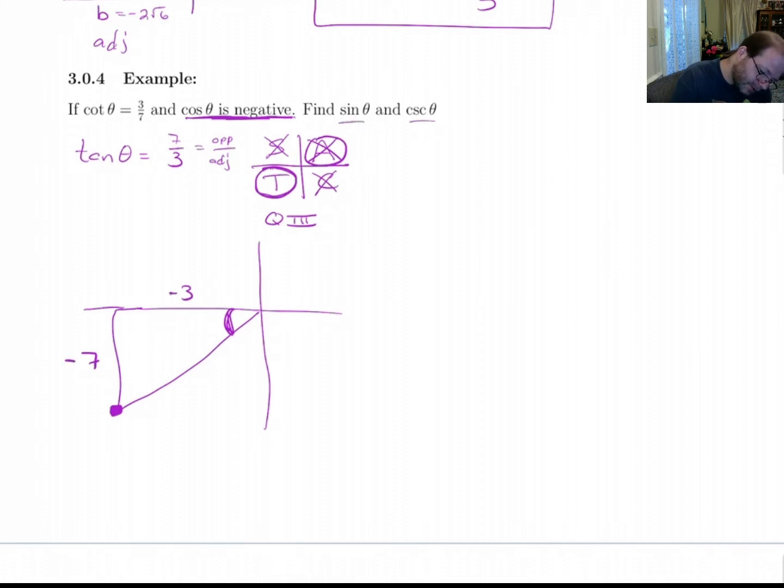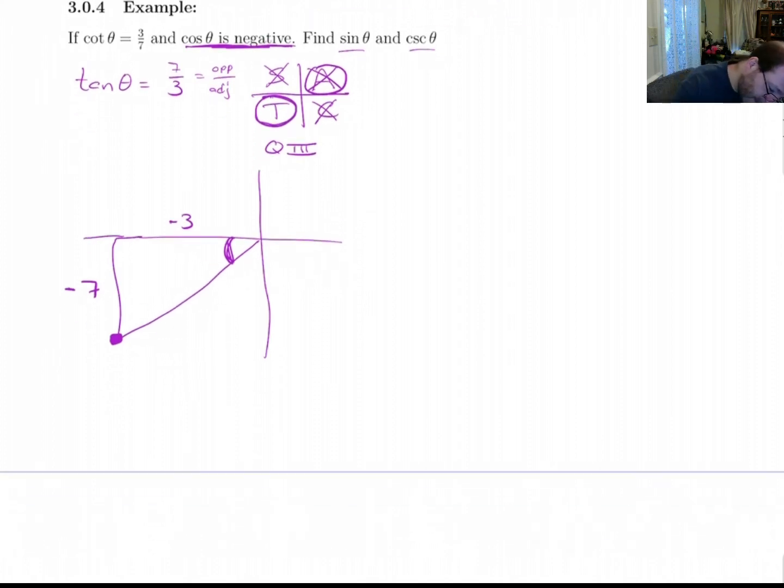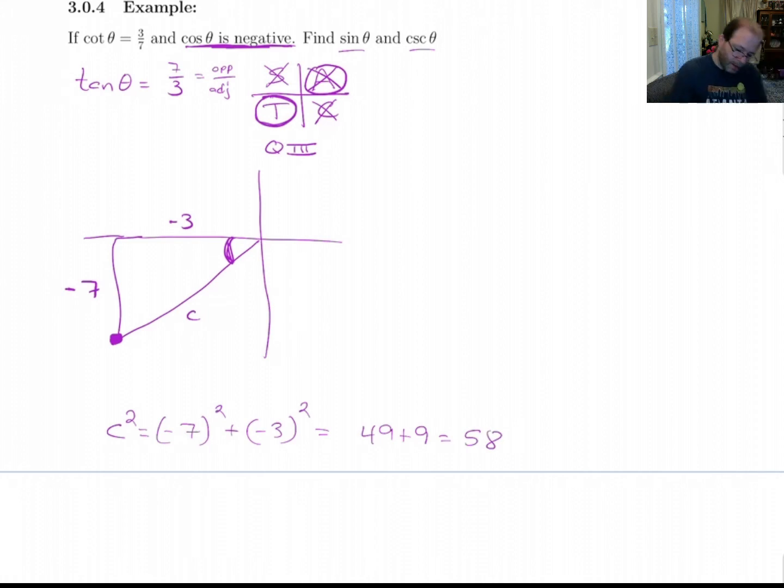Now we're supposed to find sine and cosecant. Sine is opposite over hypotenuse, so we've got to work out that hypotenuse. And we can get that just by using the Pythagorean theorem. C squared equals a squared plus b squared. So let's see, that's 49 plus 9 is 58. When I take this, I get c is plus or minus the square root of 58. But the hypotenuse is always positive because it's the distance from this point to the origin.